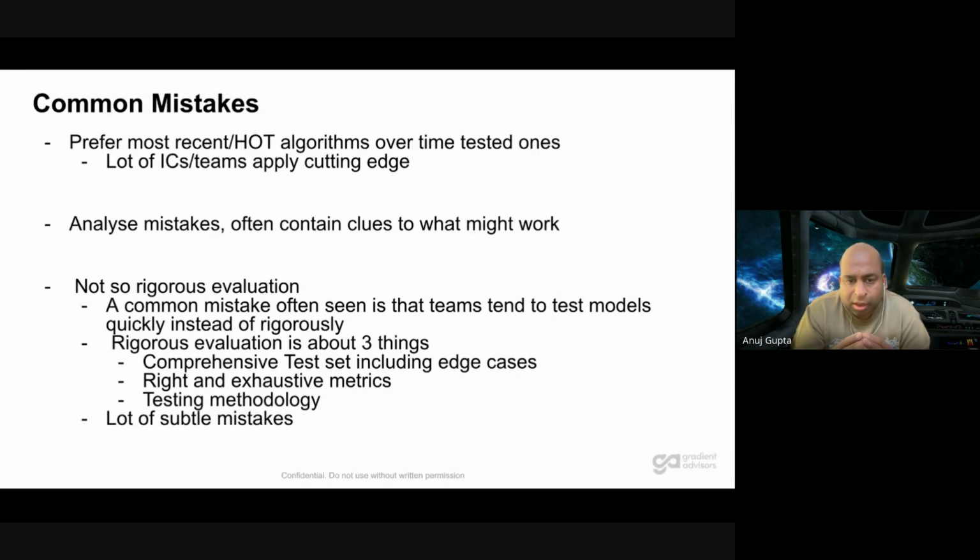Rigorous evaluation is that you set up very comprehensive test sets, right? You set up the right metrics, and then you have the right methodology, right? There are a lot of subtle mistakes that a lot of teams make, because of which the entire dev can go haywire, right? So this is almost like horse racing that you do iteratively over and over again to find the best horse and then take that to production, and the next one and the next one and the next one.